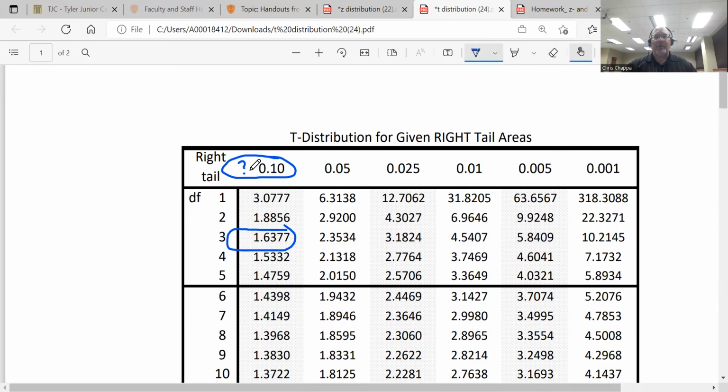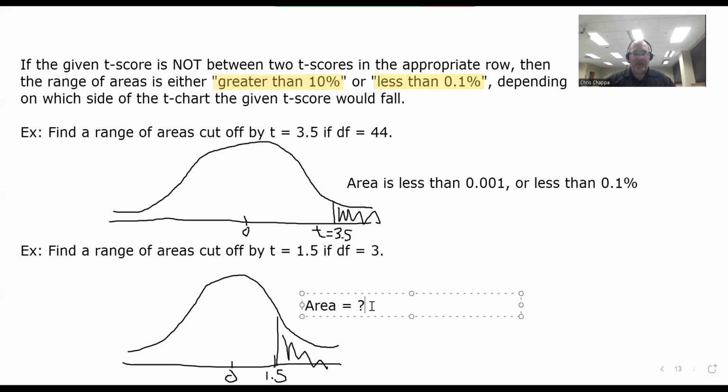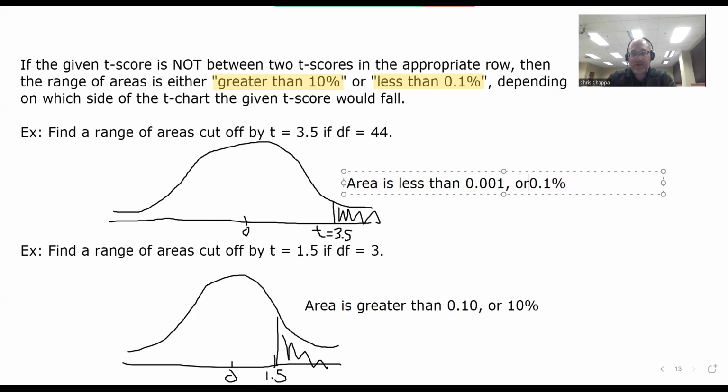But again, the areas on the top are decreasing from left to right. So from right to left, they're increasing. So since the area I'm looking for is to the left of 0.10, that means the area I'm looking for is greater than 10%. Area is greater than 10%. Well, 0.10 or 10%. So why does that matter? Well, if this represented a p-value, it'd be more than 10%. Because we don't know what it is, but we know it's more than 10%, so it's definitely more than 5%. So we would not reject the null hypothesis.